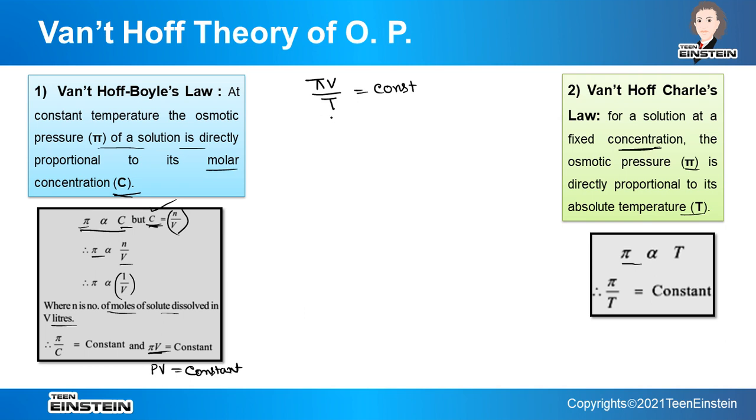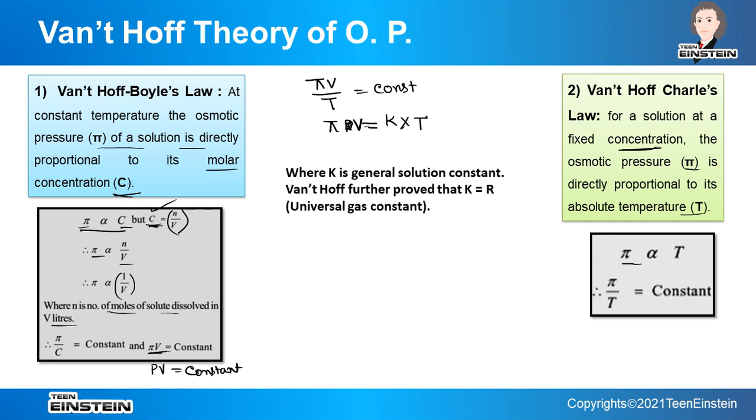Okay, and we can also write it as pi V equal to, suppose the constant is K, into T, if it is 1 mole. So now we are getting pi V is equal to KT. Now this equation containing K is the general solution equation. But Van't Hoff further proved that this K is actually equal to R. Okay, so we can write it as RT. So what we are getting, pi V equal to RT, which is just like PV equal to RT, and it is for 1 mole, but if there are n number of moles, it will be pi V equal to nRT. Okay, so this R is the universal gas constant that we use in gas law equations.